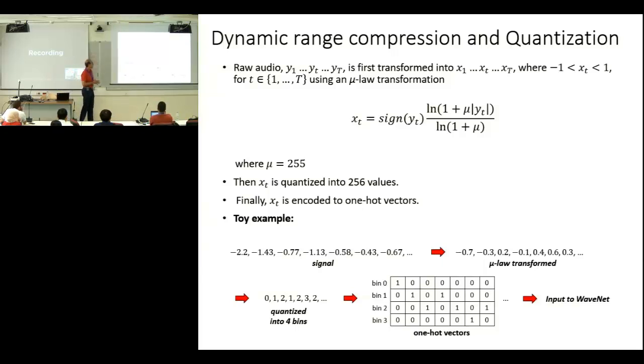Let's see how we transform the input to WaveNet, the original WaveNet, which first appeared in 2016. Let's suppose that we have this raw audio sequence. This raw audio sequence belongs to the range -1 to +1. This sequence is first transformed into a sequence x1, ..., xt, and so on, using a mu-law transformation.